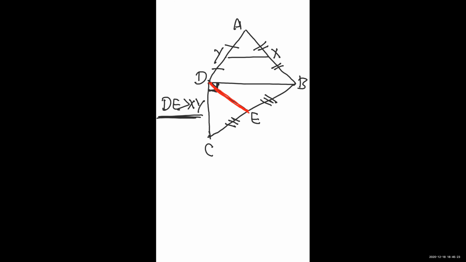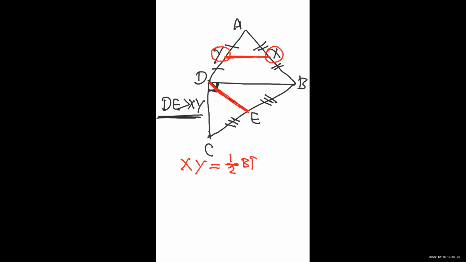Greater than XY. Where is XY? Actually, it's this one. Okay, how to prove that? Simply, guys, the first point, in the triangle here on the top, ABD, X is the midpoint here, and also Y is a midpoint here, right? So this means XY equals half of BD.